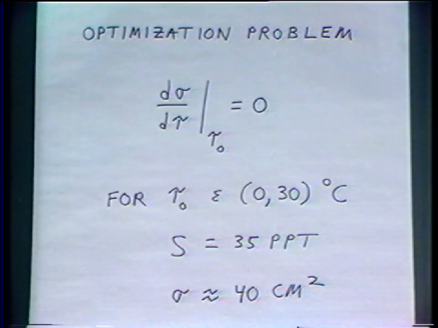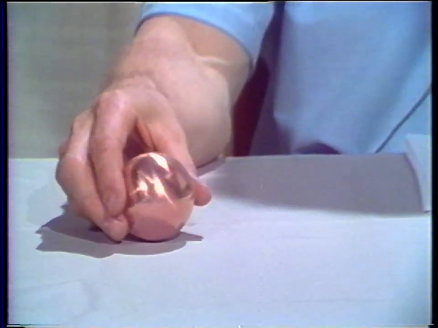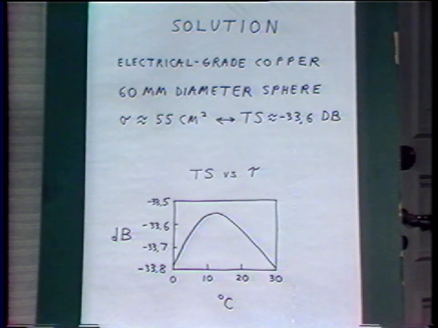Since the Institute operates vessels from the tropics to Arctic, it is desirable that the target strength vary as little as possible with temperature. Thus, the optimization problem is formulated. Specification of both the temperature and salinity uniquely determines the density and sound speed of the immersion medium. The solution is this sphere. That is, a sphere formed of electrical grade copper that has a diameter of 60 millimeters.